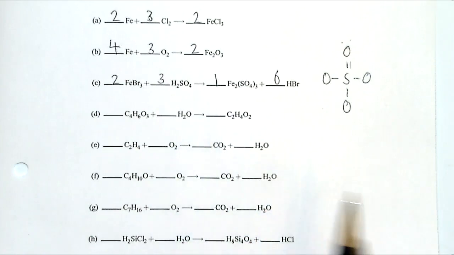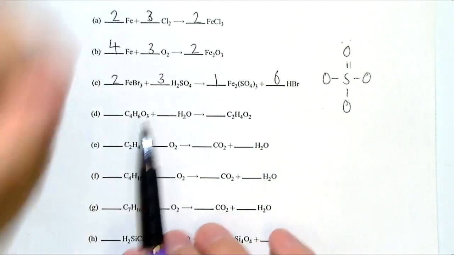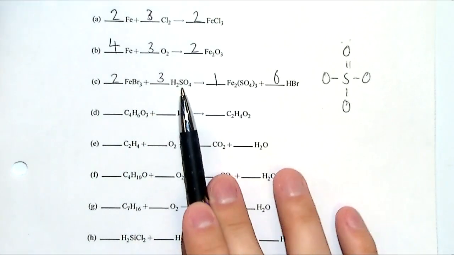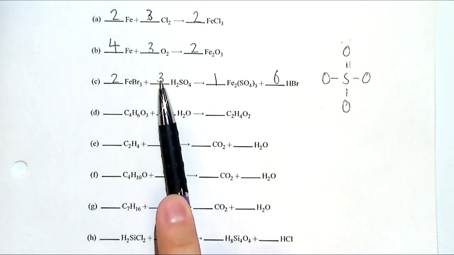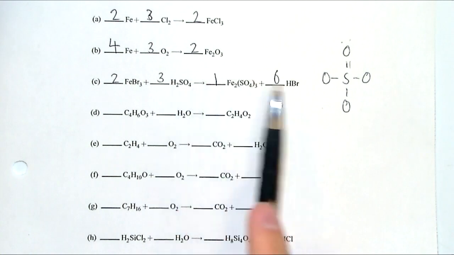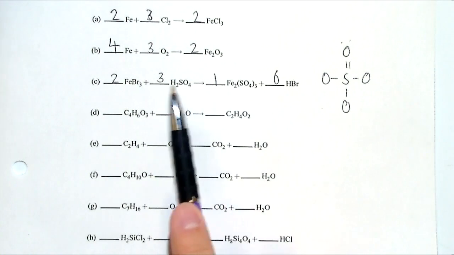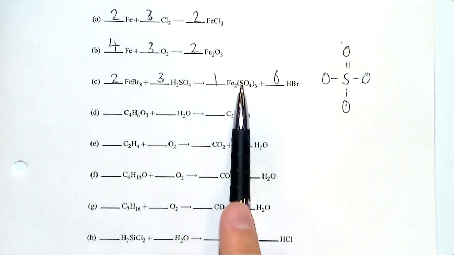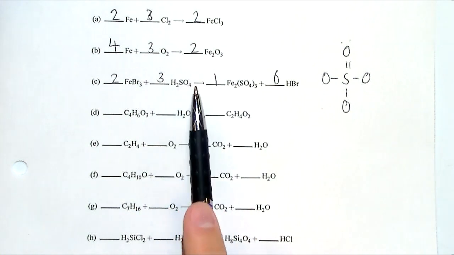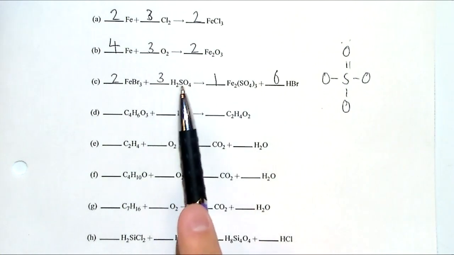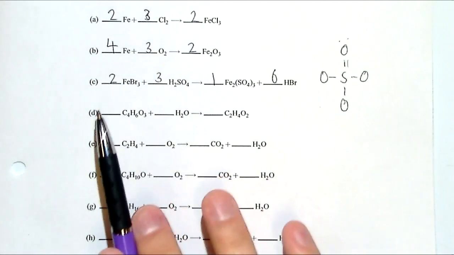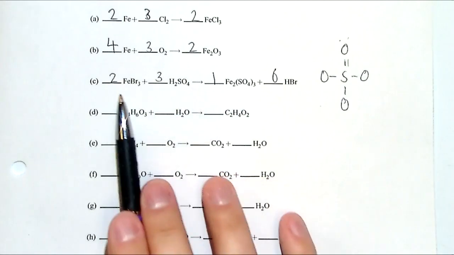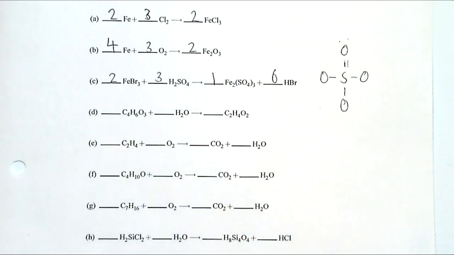Then we need to double check that all of our numbers work out, because we didn't even talk about the sulfur and 4 oxygens. So if we do 3 times 2, that's 6 hydrogens, and then 3 sulfurs and 3 sulfurs, and then 3 times 4 is 12. So we got 12 oxygens and 12 oxygens on each side. And we know that our irons match up, and so do our bromines. So that's how you do it.